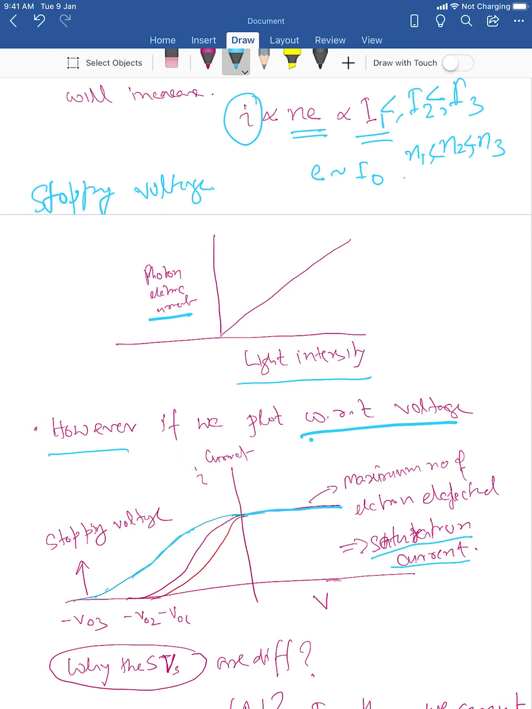But at some point you only pick up one electron, and even if you increase the reverse voltage, at some point no electrons will come out, the current will be zero. So this is the stopping voltage, and this is, let's say, minus V03.